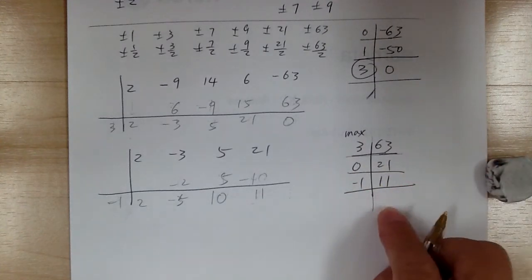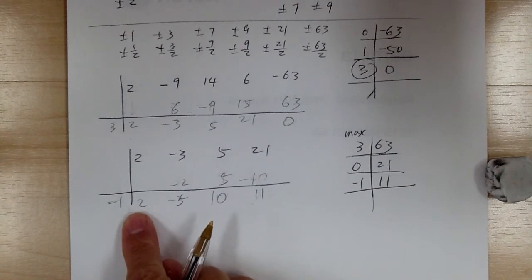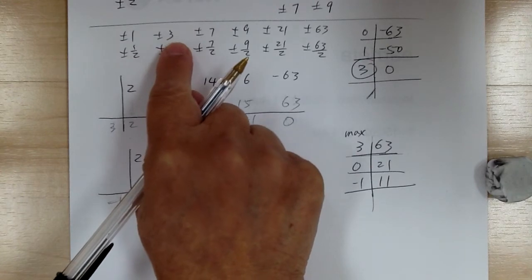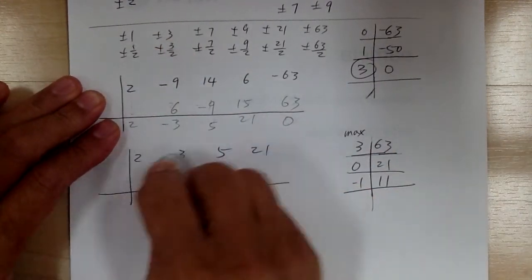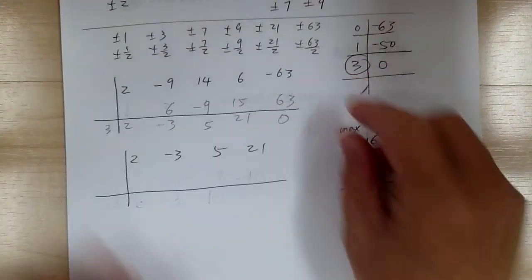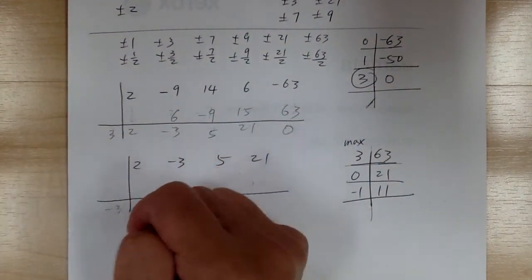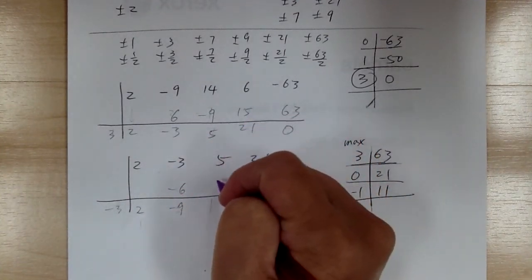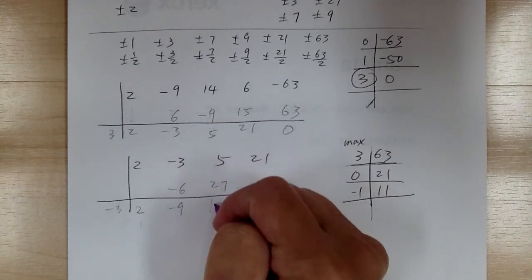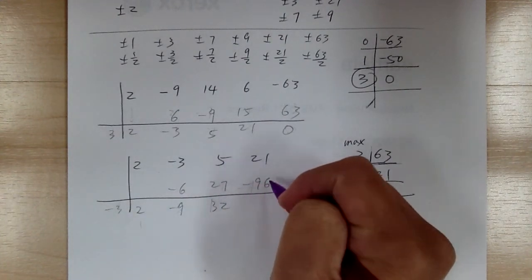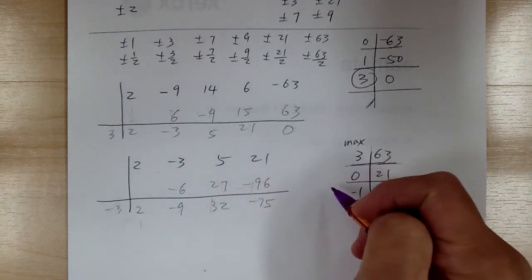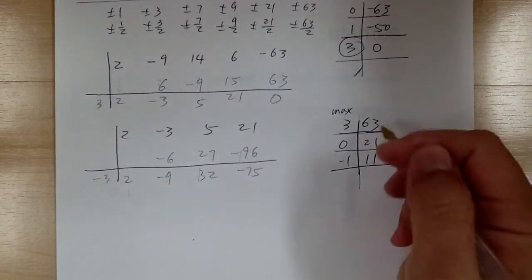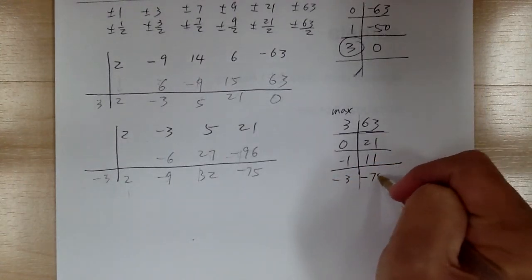So you're getting closer. But don't try -2, because there's no -2 on the list. You tried -1, and the next one on the list would be -3. So let's try -3. You drop the first number, multiply, add, multiply, add, multiply, add. So when you try -3, you get -75.